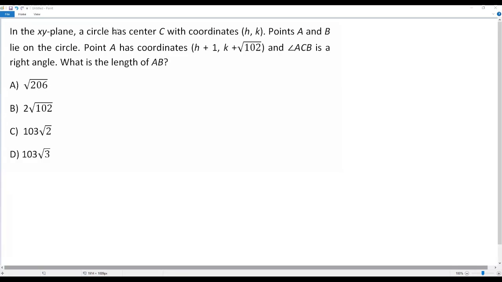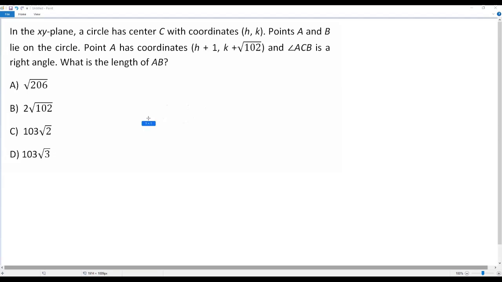In the xy plane, a circle has center C with coordinates h, k. Points A and B lie on the circle. Point A has coordinates h + 1, k + square root of 102. And angle ACB is a right angle. What is the length of AB?